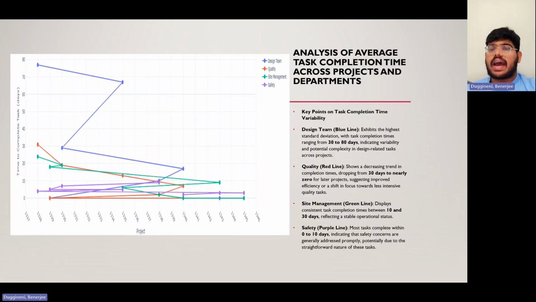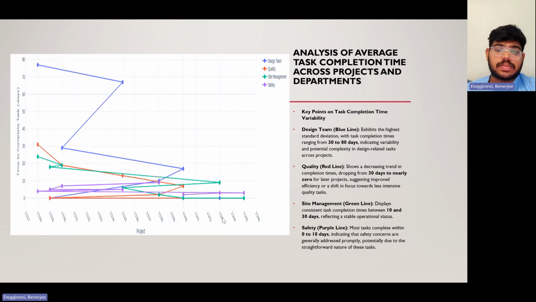Coming to the analysis of average task completion time across projects and departments, the blue line exhibits the highest standard deviation, with task completion ranging from 30 to 80 days, indicating variability and potential complexity in design-related tasks. And the red line indicates a decreasing trend, dropping from 30 days to nearly zero for the later projects, suggesting an improvement in efficiency or a shift.